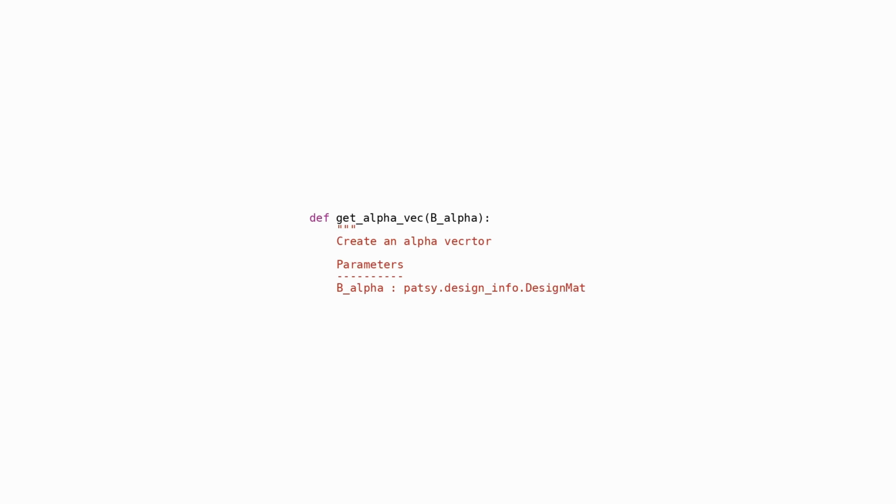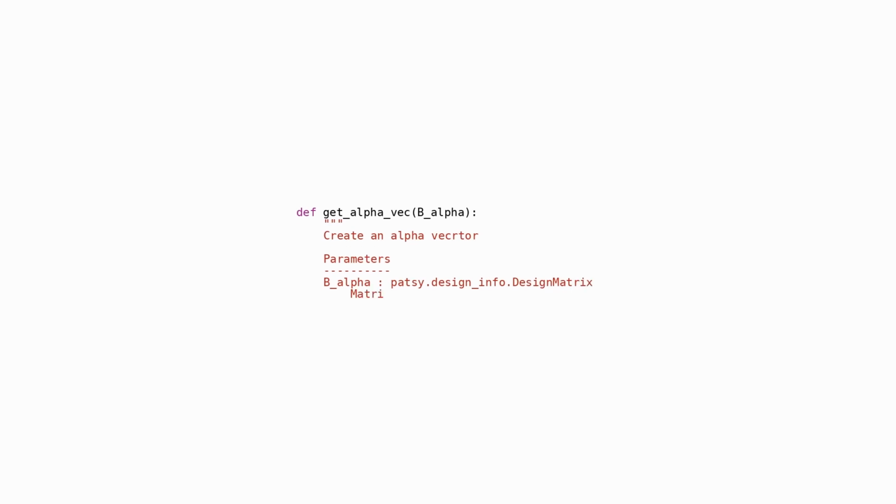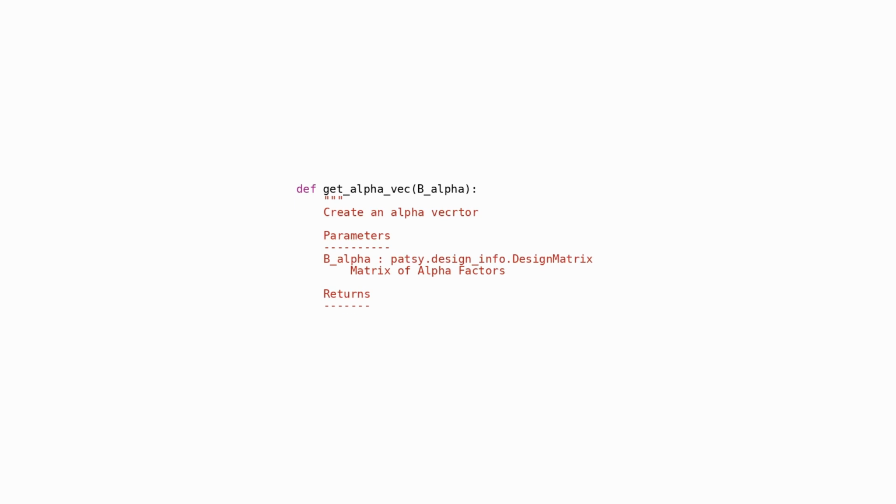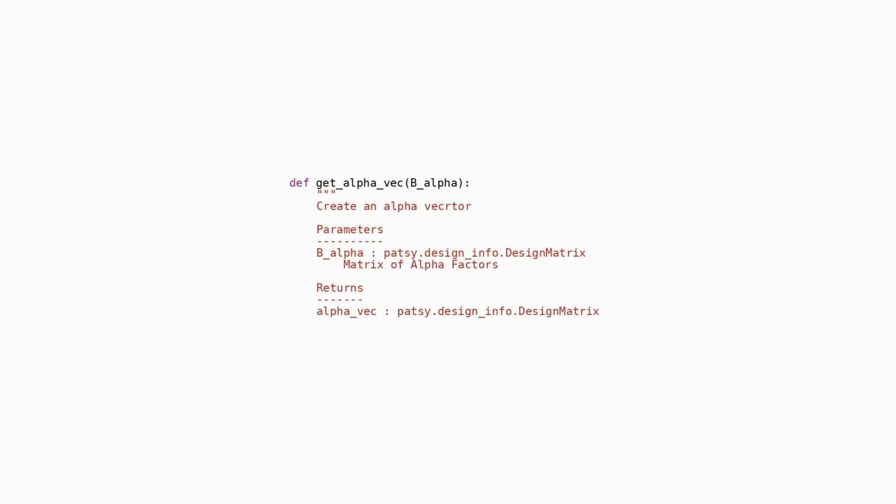The purpose of this code is to define and use a function named get_alpha_vec that takes a matrix b_alpha as an input. The matrix b_alpha is expected to be an instance of patsy.design_info.design matrix, which is a specific type of matrix used in statistical modeling, commonly with the Patsy library in Python. The function creates and returns an alpha vector by performing a specific operation on the input matrix. This operation involves scaling the sum of each row's elements in the input matrix b_alpha by a factor of 1 times 10 to the power of -4, or 0.0001. The sum operation reduces the two-dimensional input matrix along its rows into a one-dimensional array. Each element of this array corresponds to the sum of elements in a row of the original matrix.